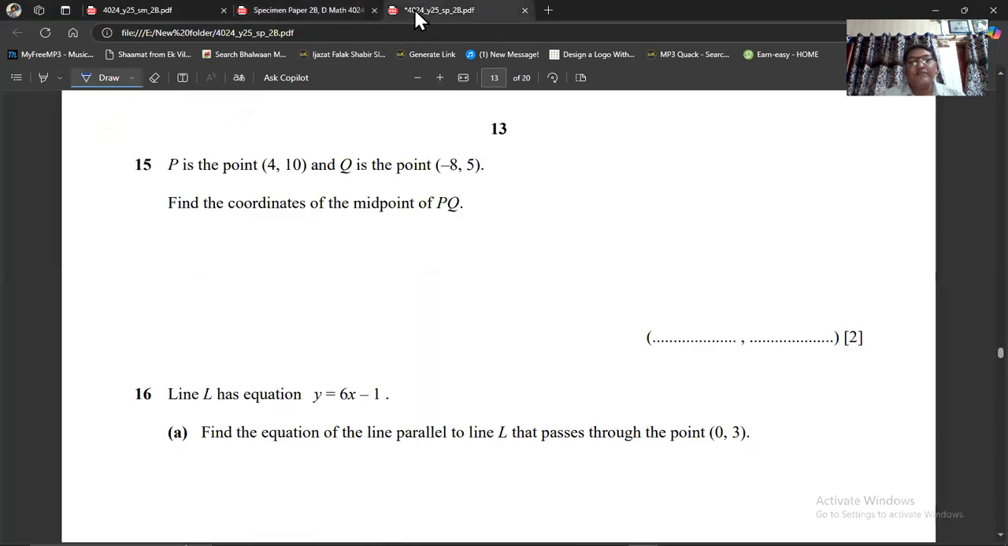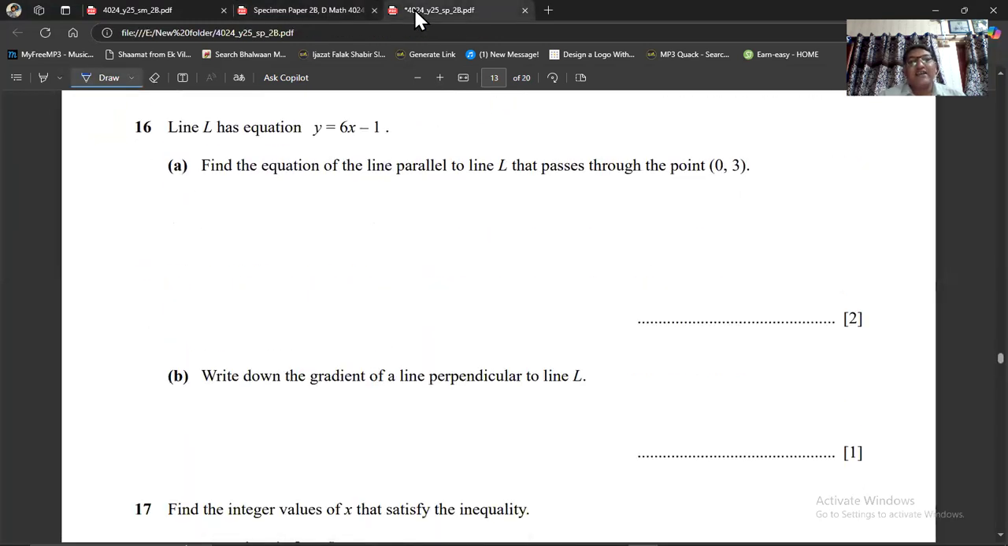Okay, then question number 16: line L has an equation y equals 6x minus 1. Find the equation of the line parallel to the line L that passes through the point (0, 3). The equation of line L is given, so this is its gradient. The gradient of this line is 6, and because the other line is parallel, its gradient will also be 6. And it passes through the point (0, 3).